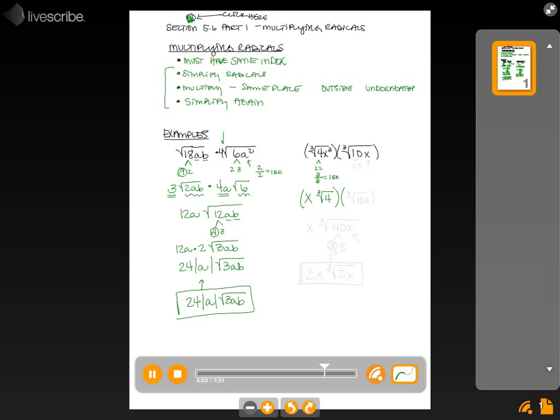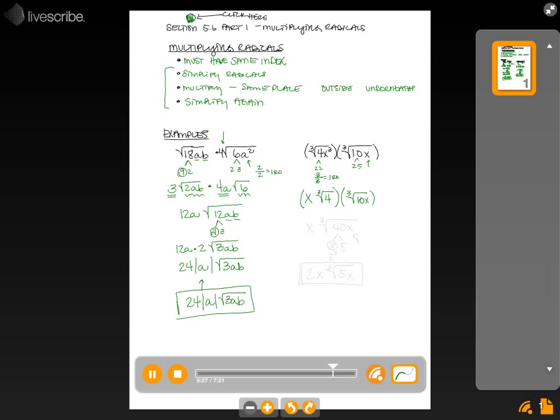The second radical, try to break down 10, 2 and 5, neither is a perfect cube, and the x has an exponent of 1, which is smaller than the index, so it's going to stay underneath also. The second radical doesn't simplify at all. All right, so here's our problem at this point. x times the cube root of 4 times the cube root of 10x.